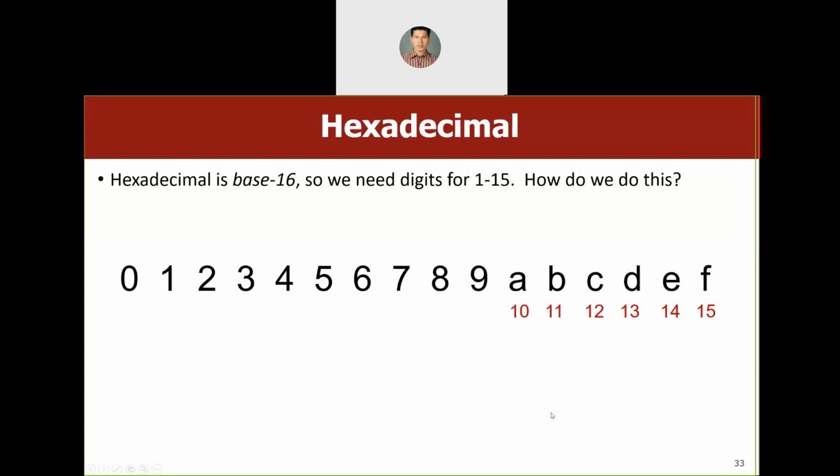Now you can see this. Hexadecimal is base 16. So we need digits for 1 to 15. Now how do we do this? So first number is 0. Remaining 15 are 1, 2, 3, 4, 5, 6, 7, 8, 9. 10 is equal to A, 11 is B, 12 is C, 13 is D, 14 is E, and 15 is F.